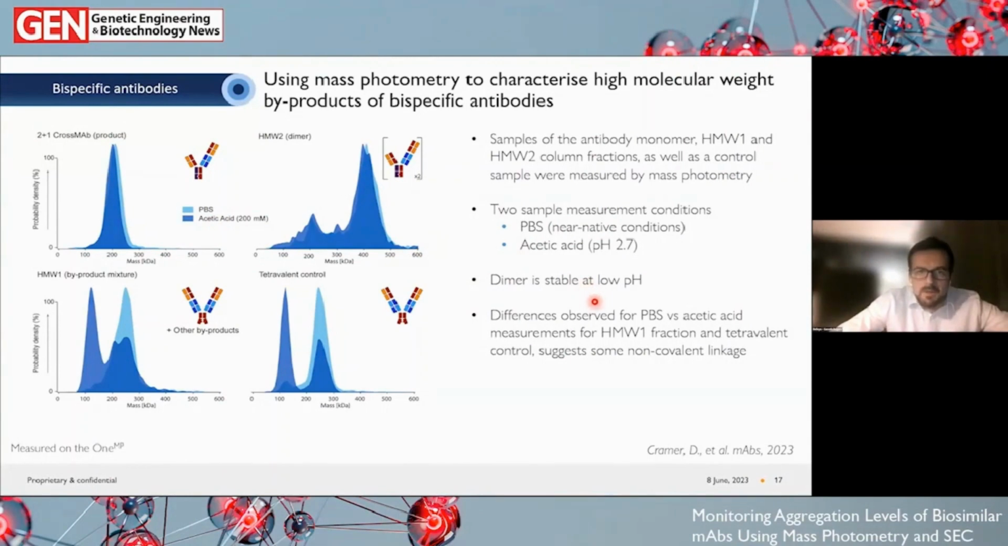What you'll notice is that one of the high molecular weight species, the dimer here, appears to be quite stable at low pH. So if we add acetic acid, there's very little change in the dimeric species. Whereas if we look at some of the other high molecular weight fractions and also the tetravalent control, we can see differences between PBS versus acetic acid measurements, suggesting that there might be some non-covalent linkages there.